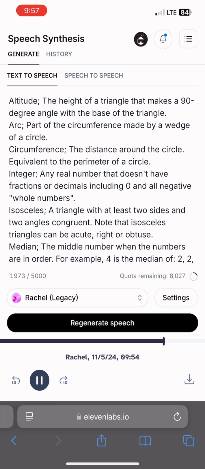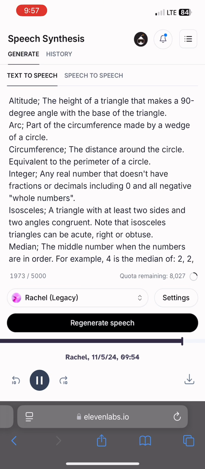Exterior angle, the angle formed by extending one of the sides of a polygon. Geometric sequence. In a geometric sequence, each term comes from multiplying the previous term by a fixed number.